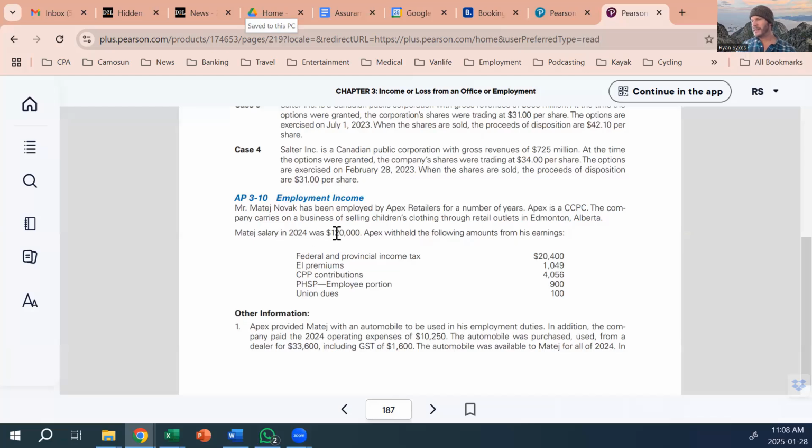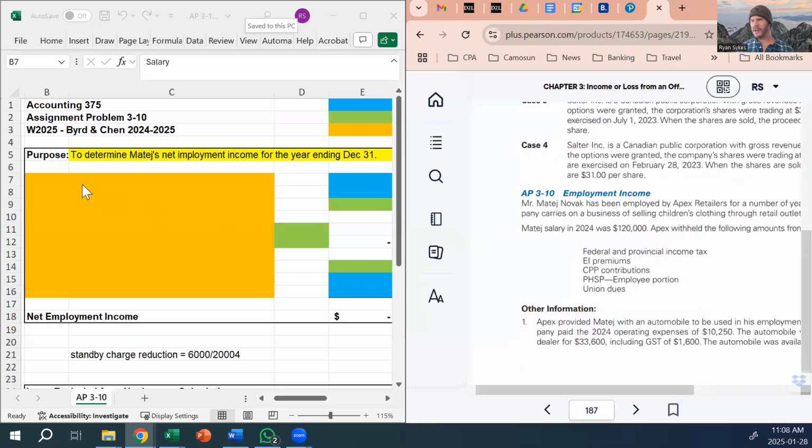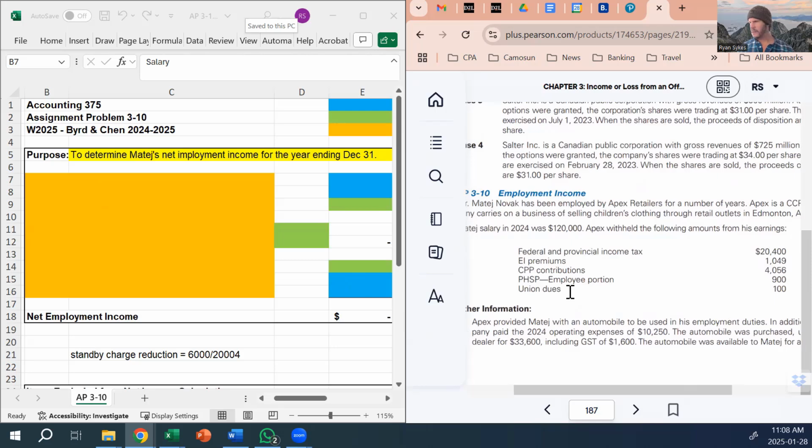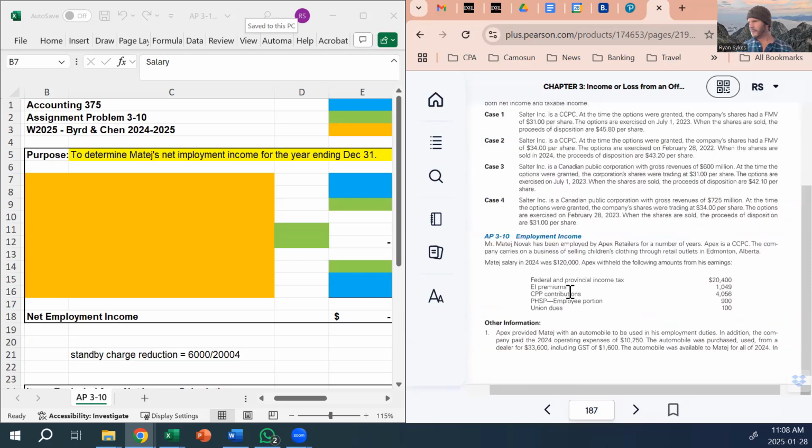So let's do that. We've got a salary of 120 grand, and then it talks about withholding the following amounts. I'm just going to address these things one by one as I go through and make additions and adjustments as necessary in my little template. So let's check out my template. Here it is on the right here. The first thing that we have to deal with is, of course, his salary. So let's just make that readable. The salary is 120 grand, and of course, gross salary is meant to be included in income.